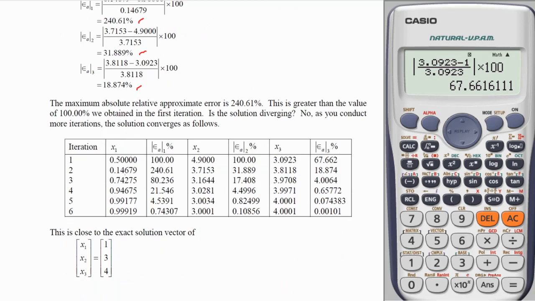Kung papansin niyo, ito yung mga sagot. Up to the 6th iteration, so naging 0.99919. Tapos mapapansin natin yung error is only 0.74. Tapos sa x2 naman is 3.001. Tapos yung error niya is 0.10856. So, minimal na lang. Tapos sa x sub 3 naman is 4.001. Tapos yung error niya is 0.00101. So, very minimal na.